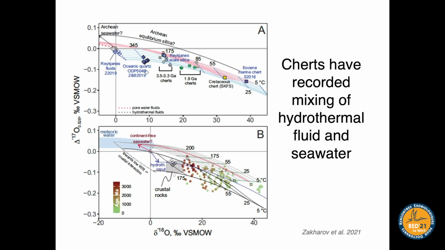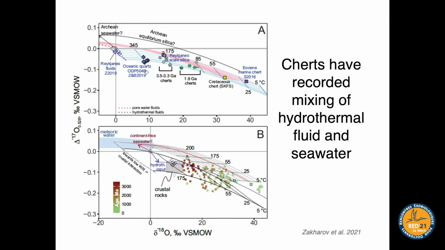You can see that all of the cherts measured so far plot below this equilibrium seawater curve. So it's very difficult to interpret that all of these cherts were chemically precipitated at equilibrium in an ocean at that time, because they are clearly not plotting on this equilibrium line. But if we look in detail at the cherts and how we can interpret them, we can see here that we have cherts that have recorded a mixing of hydrothermal fluid and seawater. And this is what is shown here.